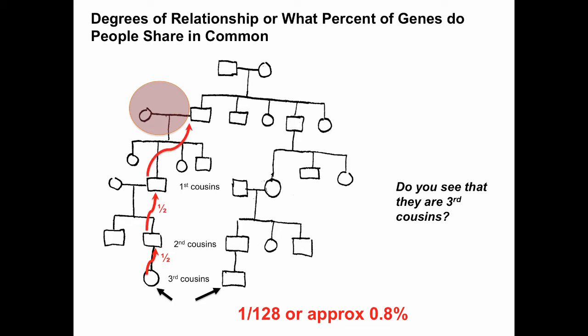This person to that person, half the genes in common. I hope you see what I'm doing. I'm trying to draw a straight line from one person to the other through the family tree, half in common. Again, half to half, half in common, half in common. So you can multiply all of this out. One half times one half times one half times one half times one half times one half times one half is approximately this fraction, 1/128, or 0.8% of their genes in common.